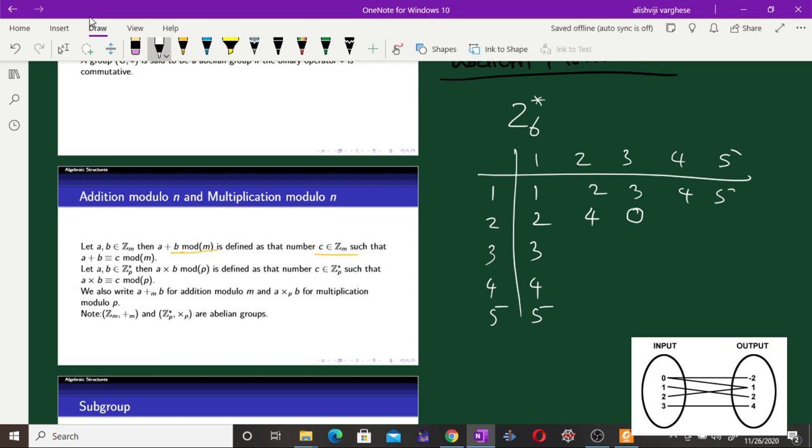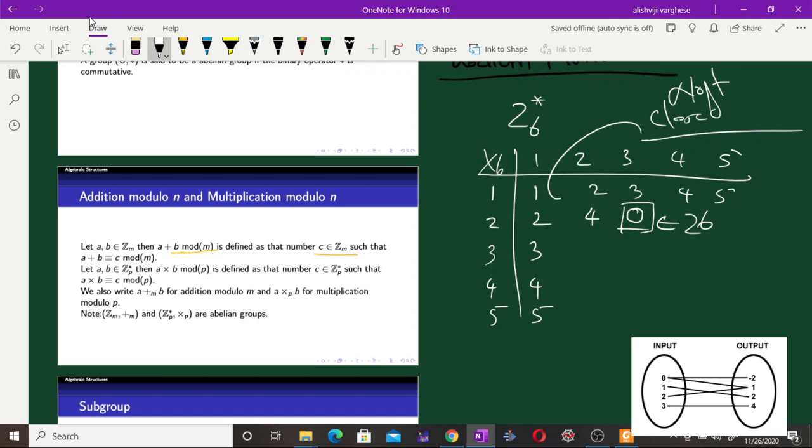And 0 does not belong to Z6. 0 is not an element of Z6, and therefore this operation is not closed. It is not closed, and therefore it is not even a semigroup, not a monoid, not a group. So multiplication modulo 6, defined on Z6 star, is not closed.